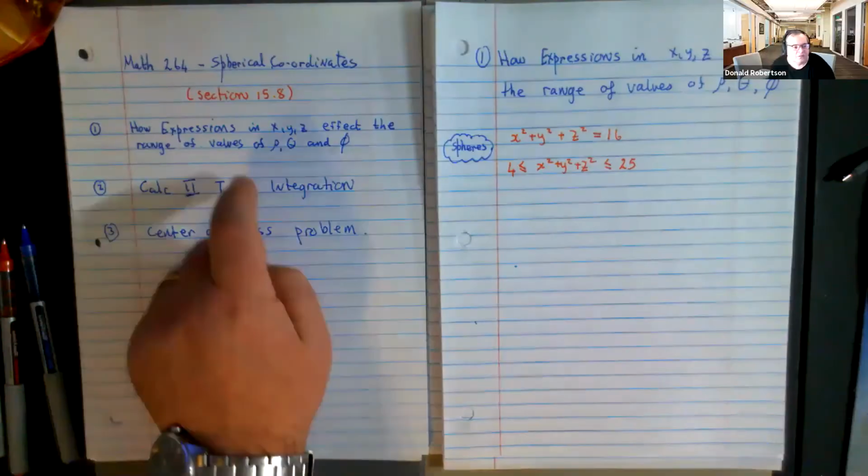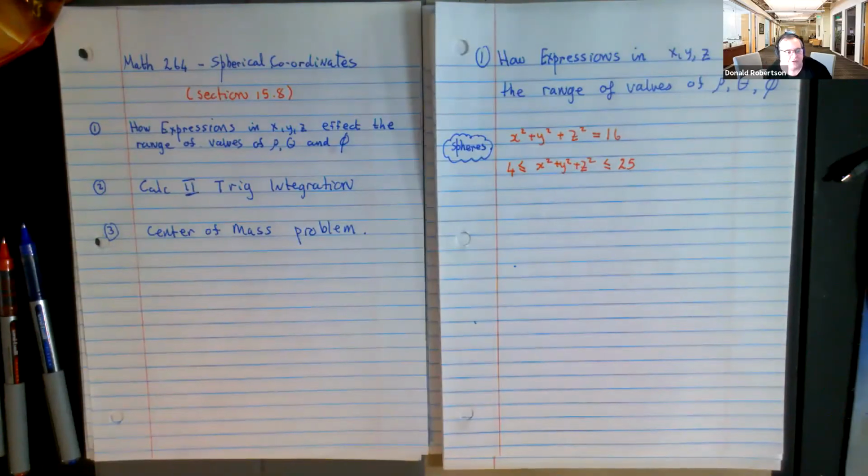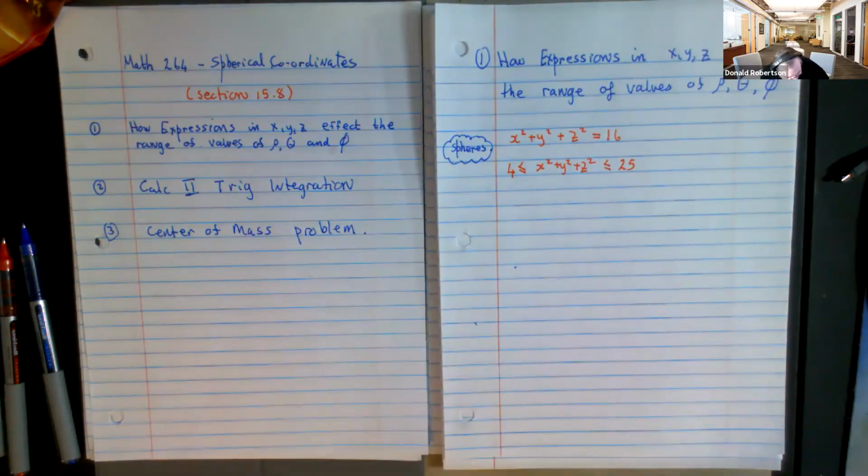things. And with a bit of luck, we'll have finished spherical coordinates, and we'll see whether we get time to start the next and final section for your test. So let's look at just one specific job in the spherical coordinate system. How do expressions in x, y, and z affect the range of values of rho, theta, and phi?